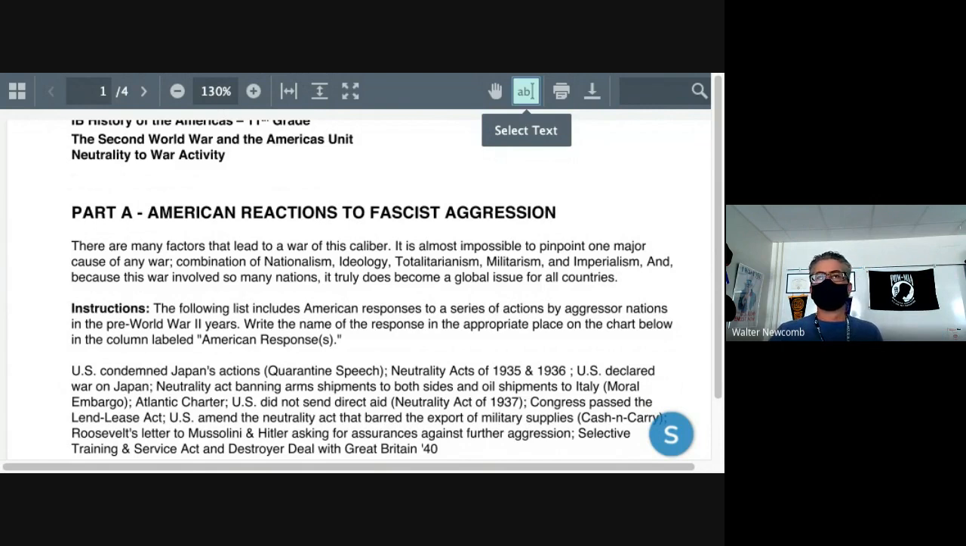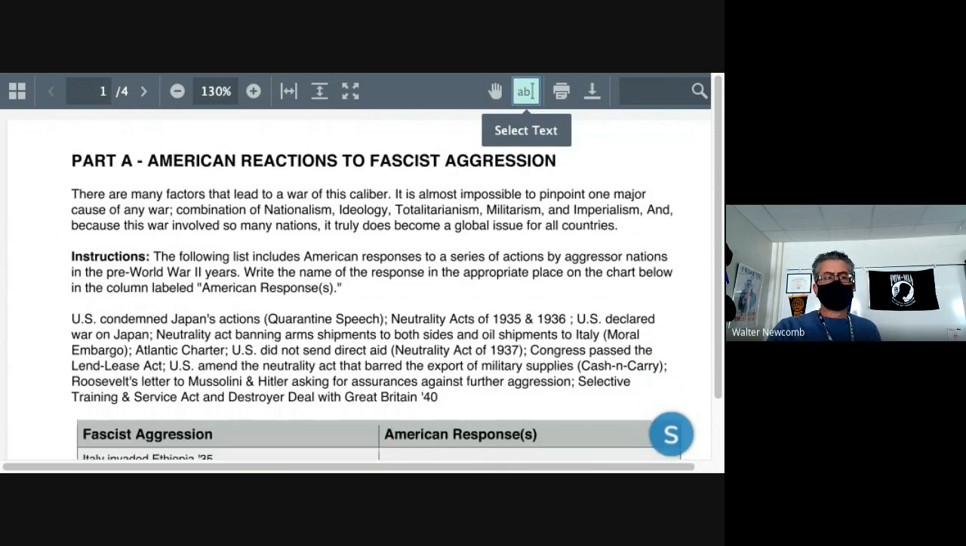All right, there is a fascist element inside the Japanese government. But when we think of Japan, we also tend to focus a lot on Emperor Hirohito at the time. The civilian government is going to be greatly influenced by the military, and that's where we could perhaps find some fascist elements. So there are many factors that are going to lead to a war of this caliber, and it's very difficult to pinpoint one major cause. In that video, it mentioned nationalism, some ideology, militarism, and imperialism as well. And because this war involves so many nations, it is a global war. One would say it hit every continent, except maybe Antarctica. It hit every body of water, it seemed like. This is a true global war.